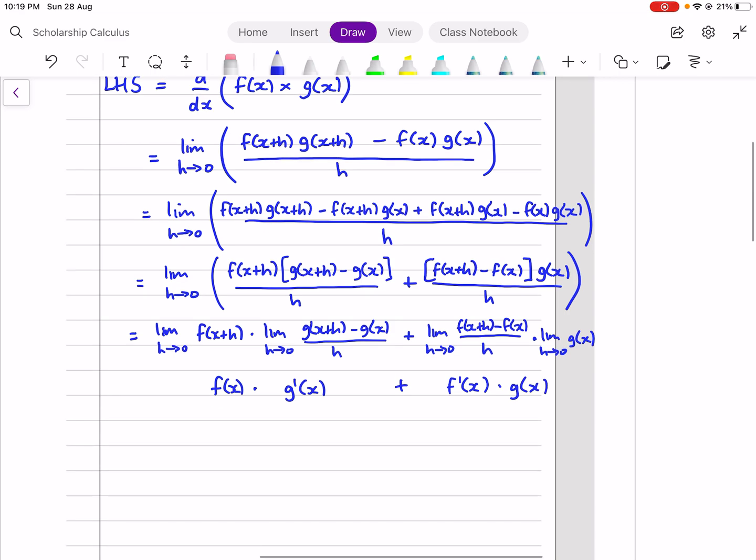Okay, and that's the proof done. Because you've got the product rule there, the function times the derivative of g of x, and then the derivative of f of x is there as well.